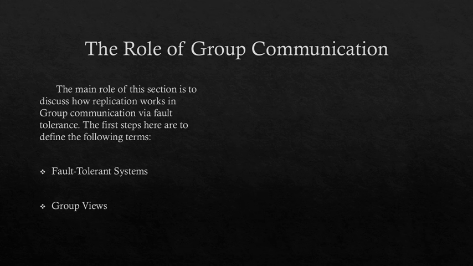The next section is basically your role of group communication. This discusses how replication works with group communication and fault tolerance. If you don't know what fault tolerance is, it's basically any system that has the ability to adapt to a process such as a join, leave, and crash. Basically joining a group, leaving a group, or if the system crashes.